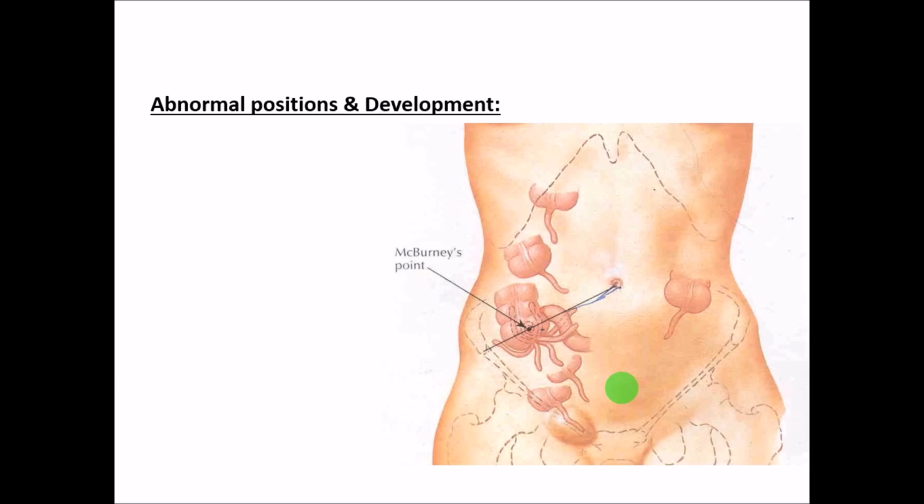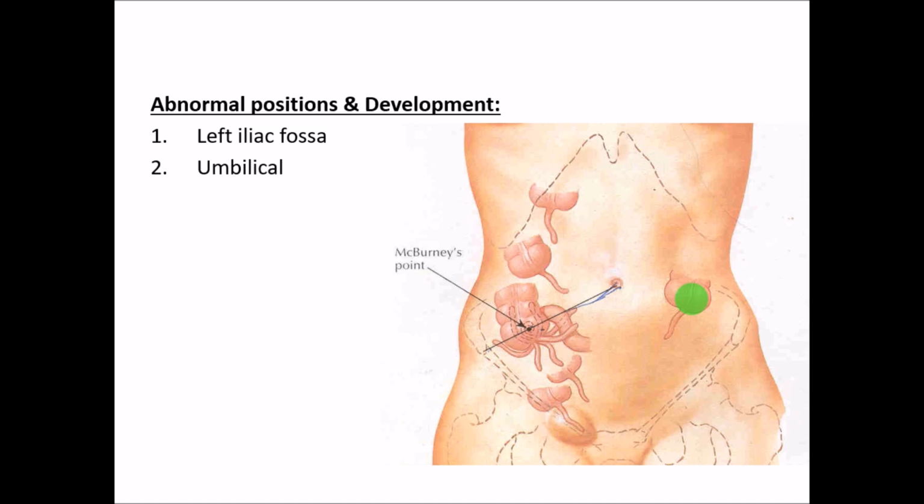Now coming to the abnormal positions and the development of the cecum itself. Depending on the development, there are different abnormal positions where the cecum might be found. These are all the sites where the cecum can be found. It can be present in the left iliac fossa, on the left side instead of on the right side.